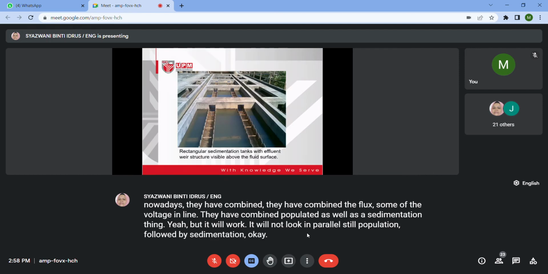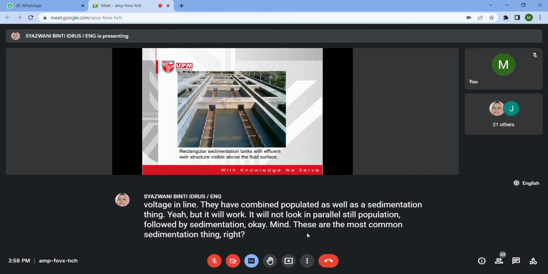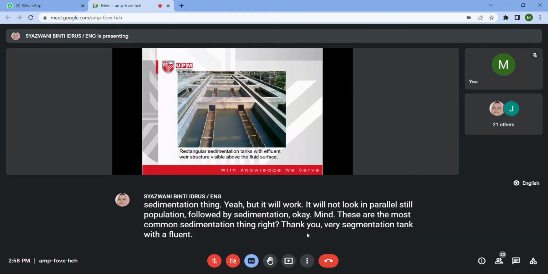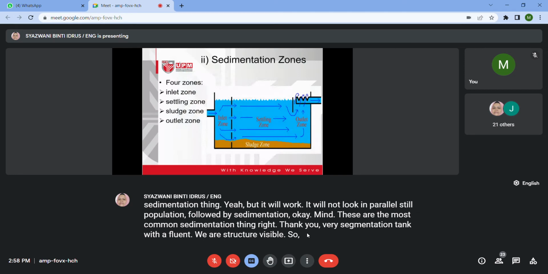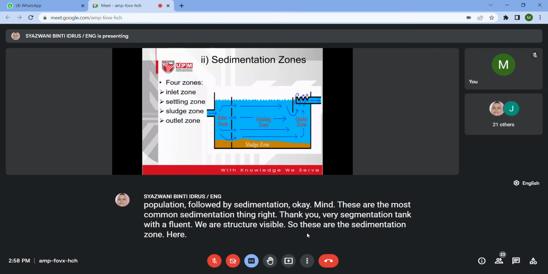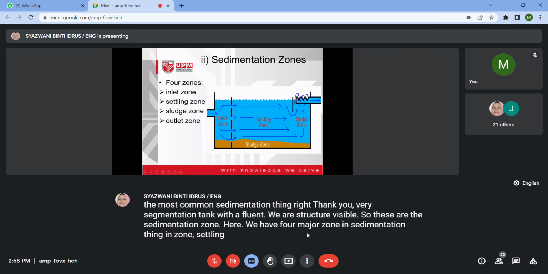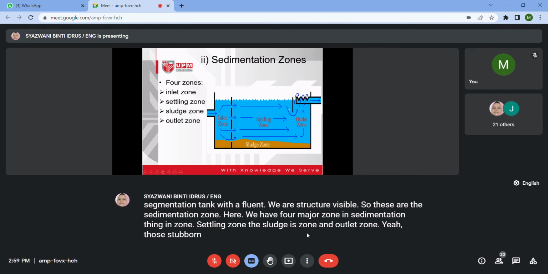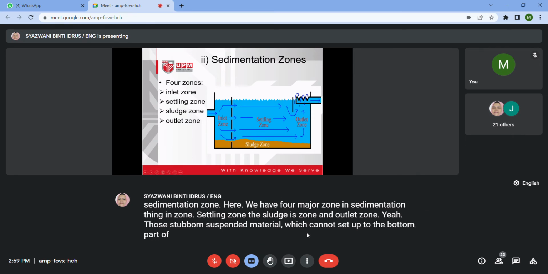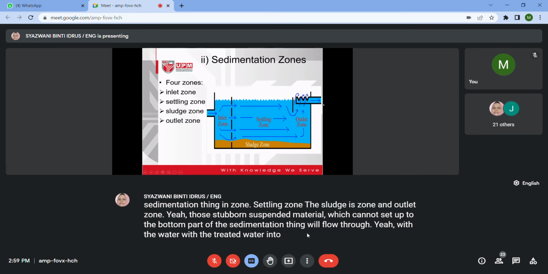These are the most common sedimentation tanks, rectangular sedimentation tanks with the effluent structure visible. So this is the sedimentation zone. We have four major zones in a sedimentation tank: the inlet zone, settling zone, sludge zone, and outlet zone. Those stubborn suspended materials which cannot settle to the bottom part of the sedimentation tank will flow through with the treated water into the filtration process.